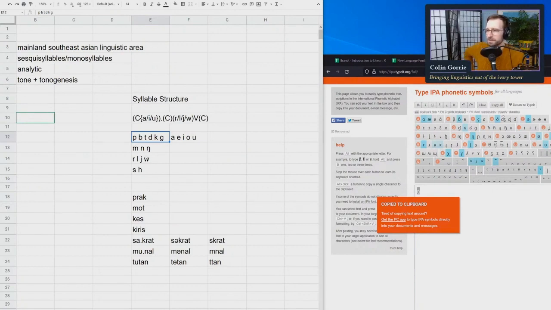You know what I want to do? I want a three-way phonation contrast, but I don't know if I want it in the proto-language. So what I mean by three-way phonation contrast is... well, I should first explain phonation.